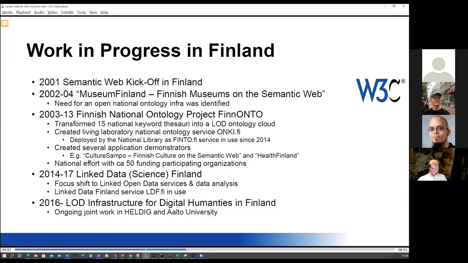Creating such an infrastructure started in 2003 in the National Ontology Service Project FinOnto that lasted 10 years and was funded by some 50 Finnish organizations. The need for an ontology infrastructure became evident when we created the Museum Finland system that aggregated and published collection data from different Finnish museums. After the National Ontology Project, the focus spread into linked data services, data analysis, and digital humanities research.